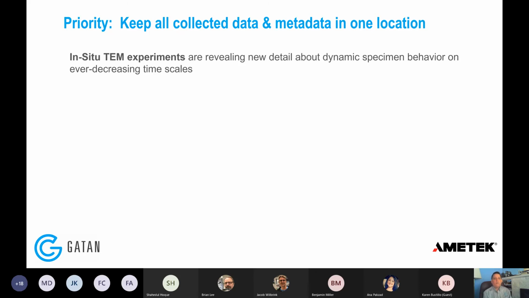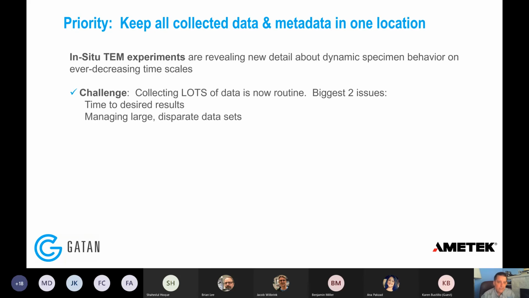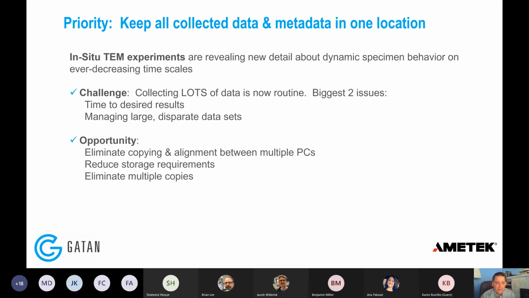So I mentioned this before at the top. The priority not only is to not drop any data, not miss any data, but store all the data and metadata in one location. As we decrease the time scales, we collect a lot of data, but I've shown you that we have given the users tools to overcome the two biggest challenges: how long it takes to get to an answer, and what am I going to do with all of this data other than just stare at a hard drive and be intimidated by it. The opportunities, we've taken advantage of most of these. We continue to work on it and expand the capabilities of GMS.